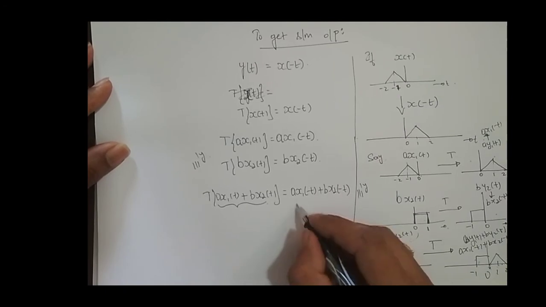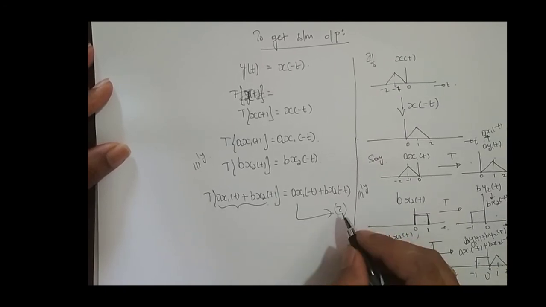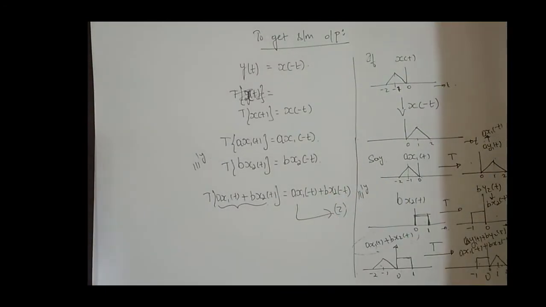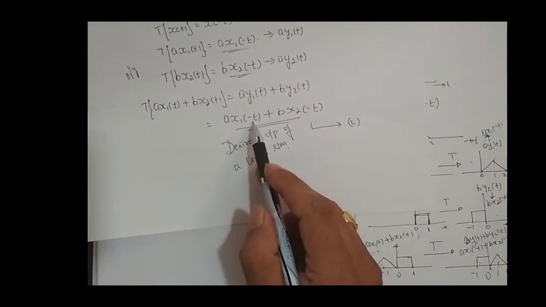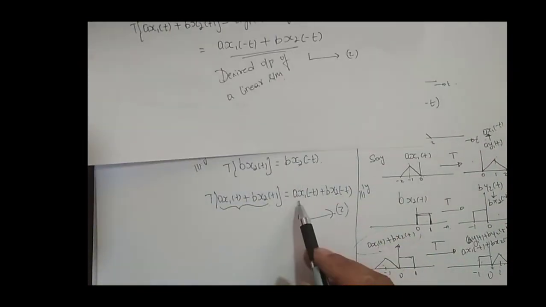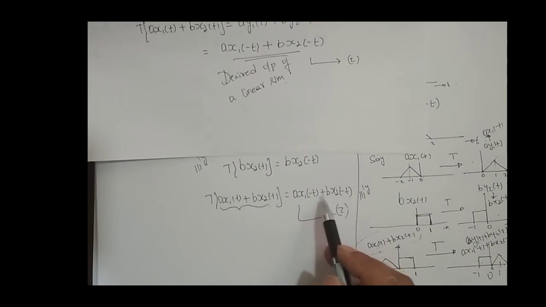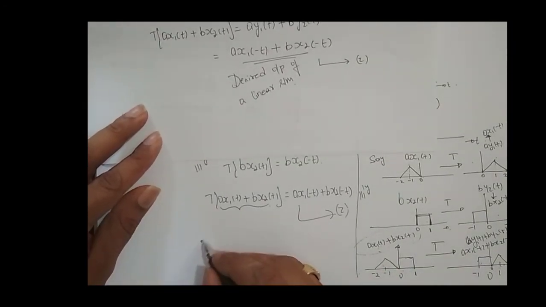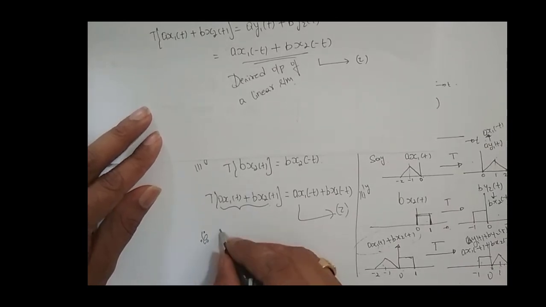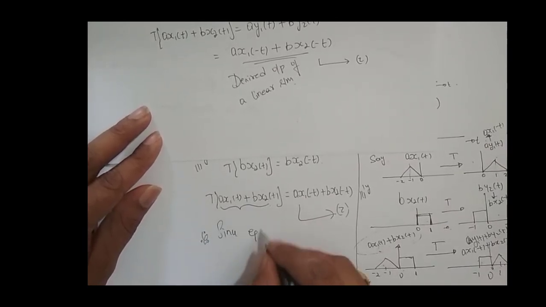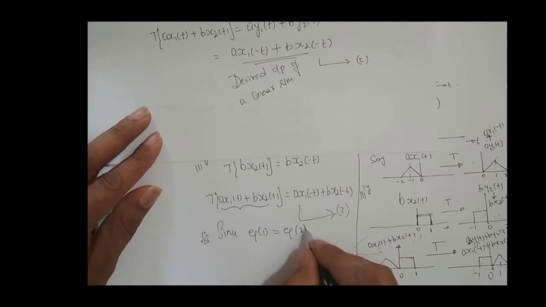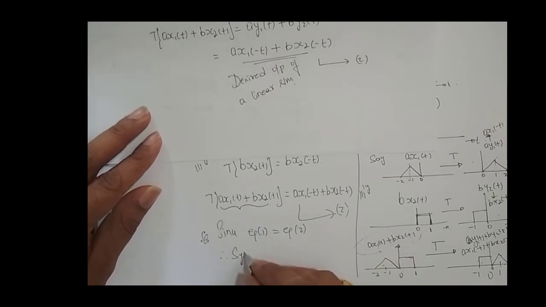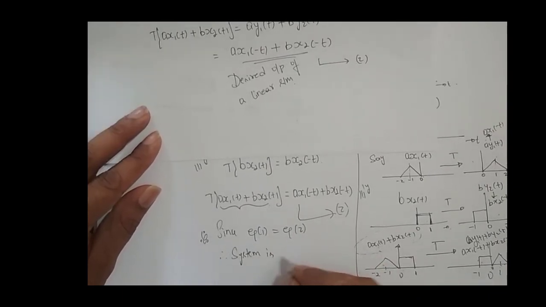Correct now? Fine. So this is equation 2, which is the system output, and the desired output a times x1 of minus t plus b times x2 of minus t is the same as the system output a times x1 of minus t plus b times x2 of minus t. So therefore, since equation 1 is equal to equation 2, the system is linear.